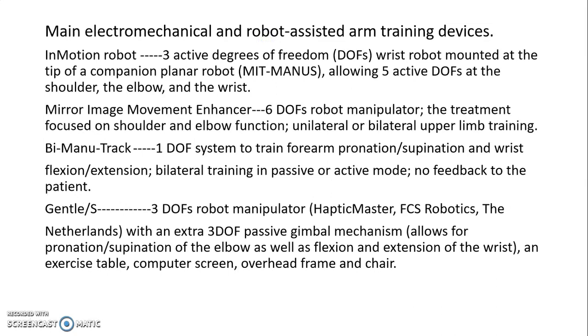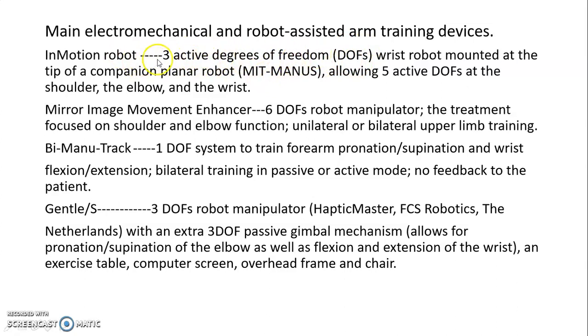Main electromechanical and robot assisted arm training devices. We'll just go through some of the names of the machines which are very commonly used in European and Western countries. InMotion robot is a robot. Here we have written DOF, which is degrees of freedom. We are looking into how many active degrees of freedom are possible.